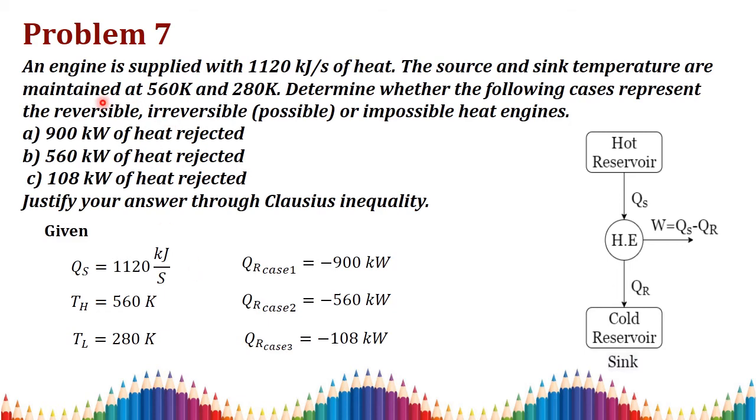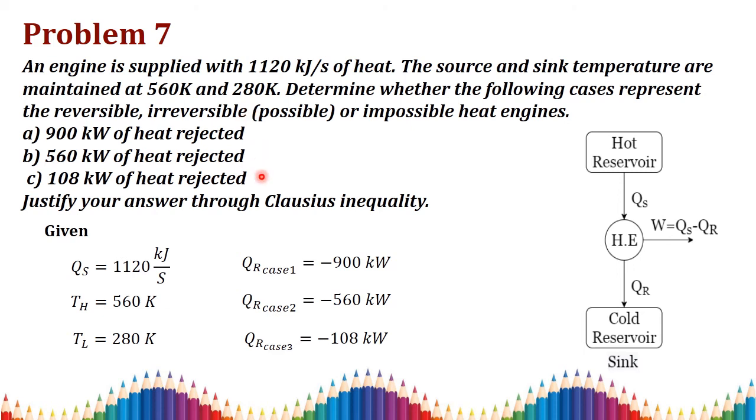And problem number 7. An engine is supplied with 1120 kilojoule of heat. So heat supplied is 1120 kilojoule. The source and sink temperatures, that is the hot reservoir, TH is 560 Kelvin and TL is 280 Kelvin. Determine whether the following cases represent an irreversible, reversible or impossible heat engine.